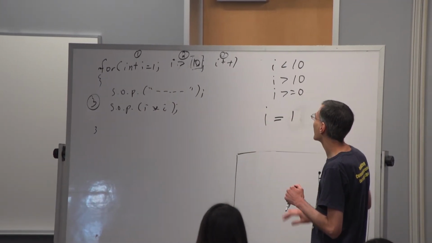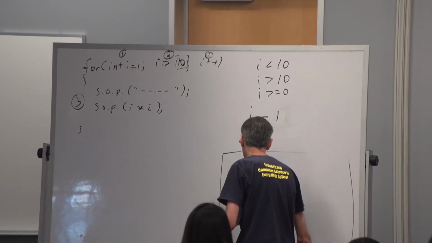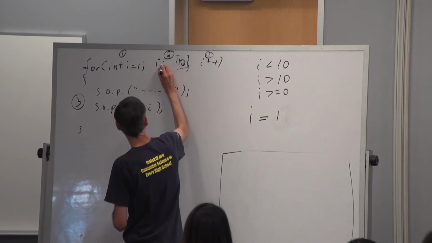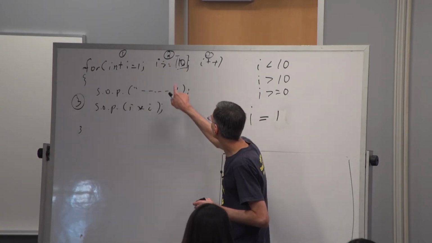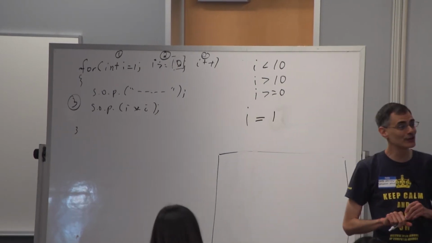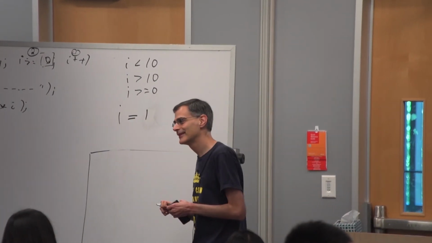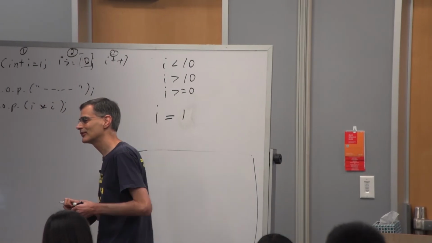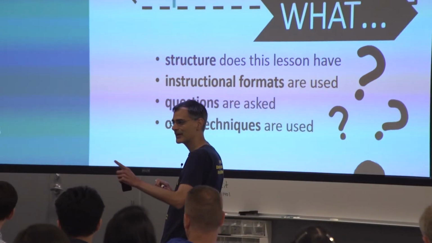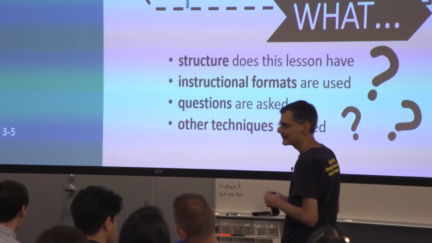OK, last one. i greater than or equal to 0. So let's do this. 0. All right. Do I have a volunteer, or should I just pick a volunteer? Oh, cool. I get to pick a volunteer. Have I called on Sam? I have called on you before. How about Karan? Am I pronouncing your name correctly?